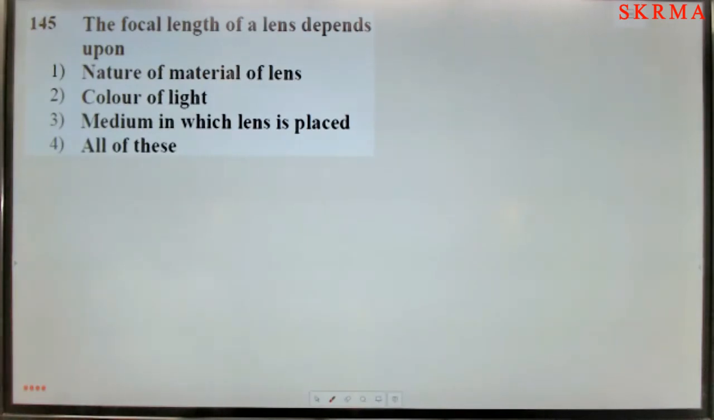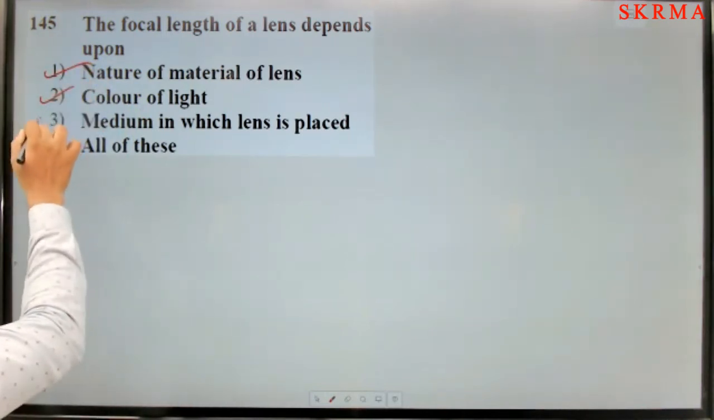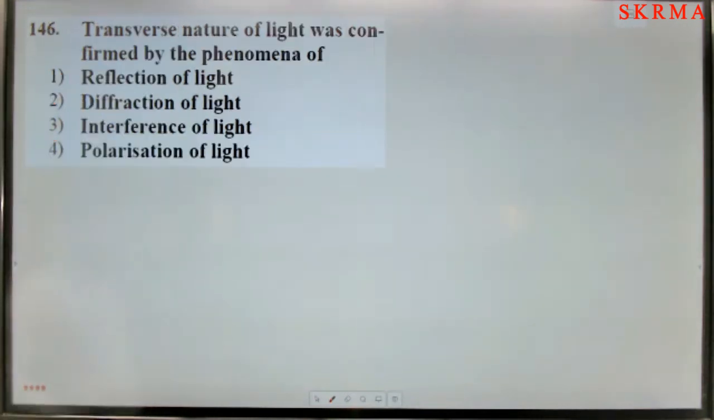Next, the focal length of the lens depends upon the nature of the material of the lens, the color of light, and the medium in which the lens is placed. So we have to select all these. Next, the transverse nature of the light wave is confirmed by the phenomenon of polarization. The transverse nature is explained by polarization only.